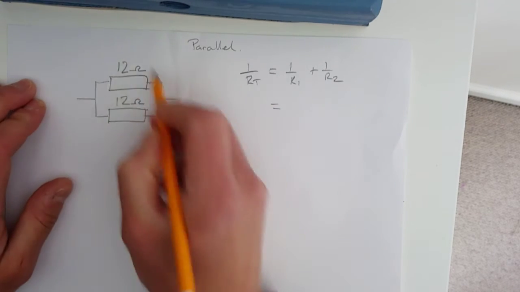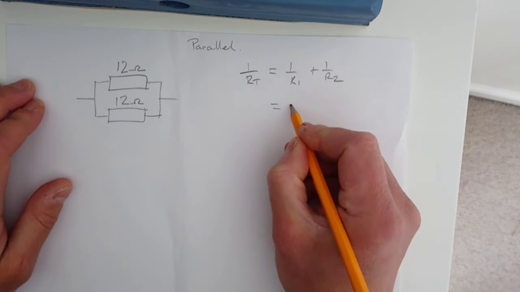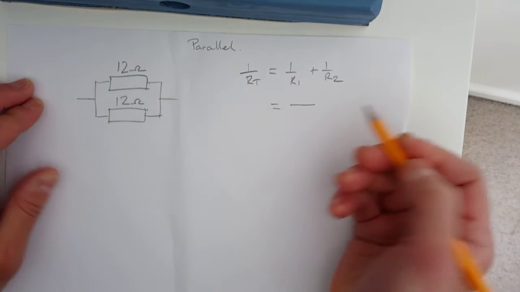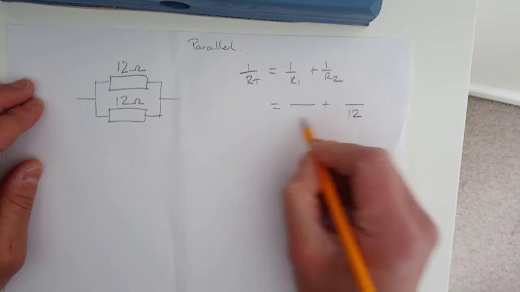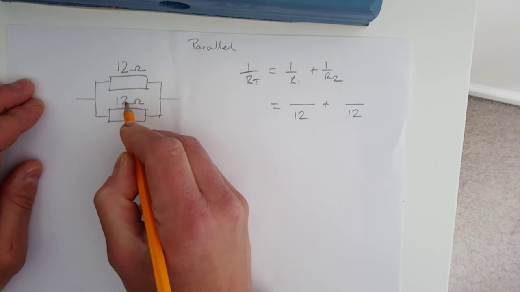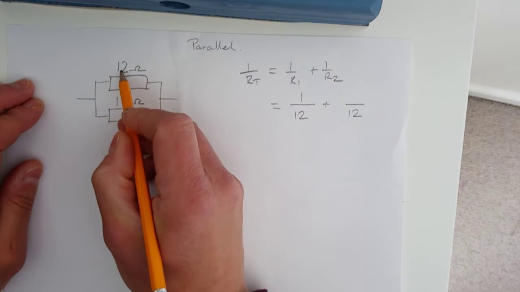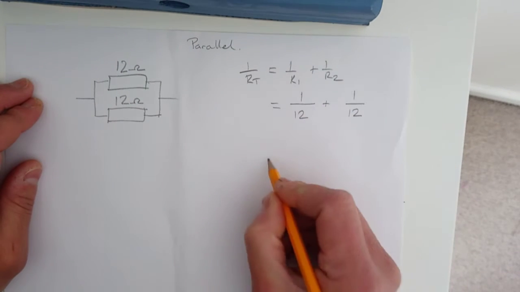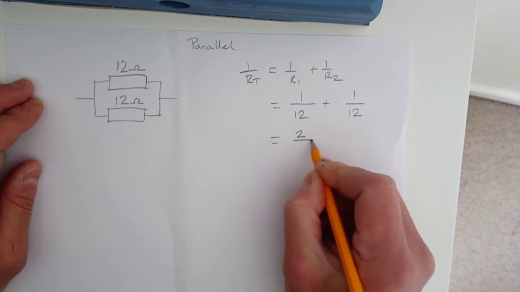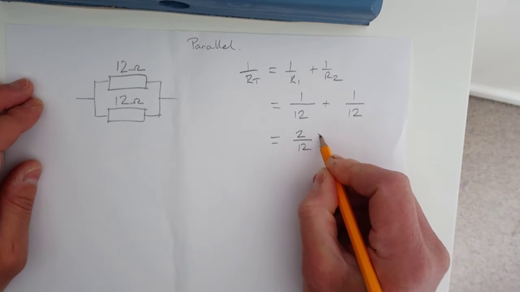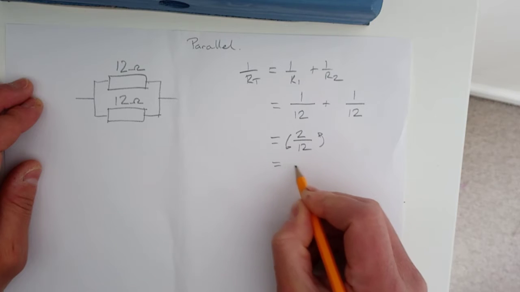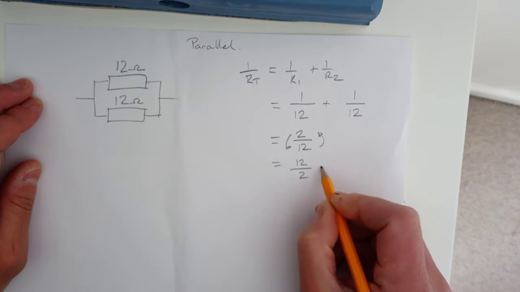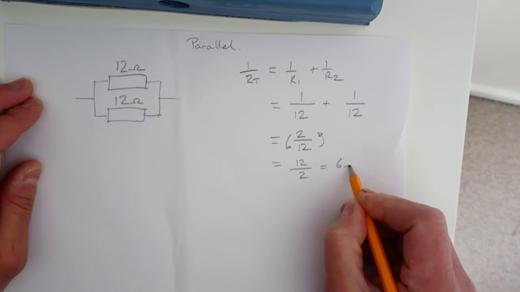So in this problem here, both of these numbers, the 12 ohms, what do they divide evenly into? Well, they both divide evenly into 12. So 12 into 12 goes once, and obviously 12 into 12 goes once. That leaves you 2 over 12, so what you do is swap these around and say 12 over 2 is equal to 6 ohms.